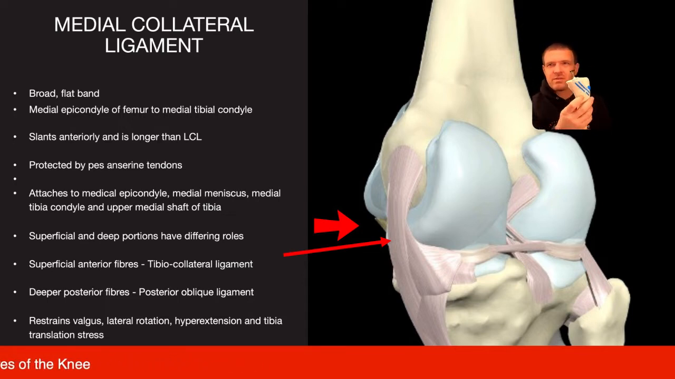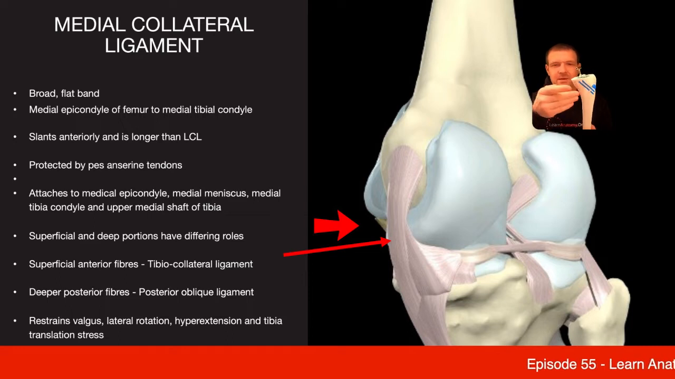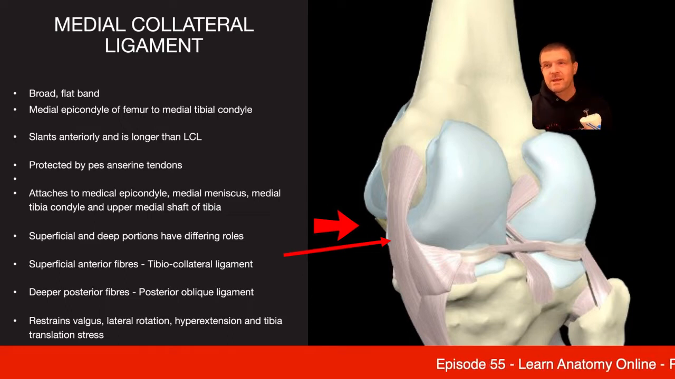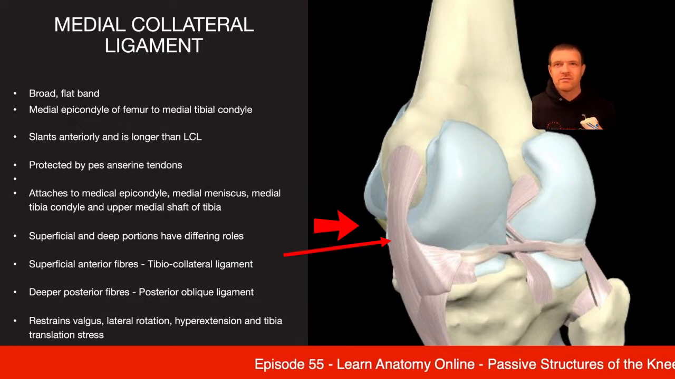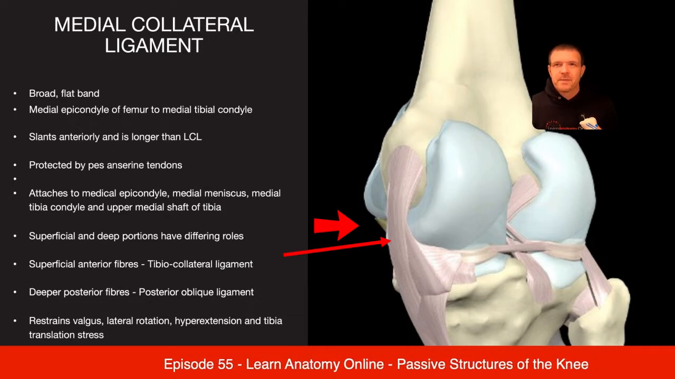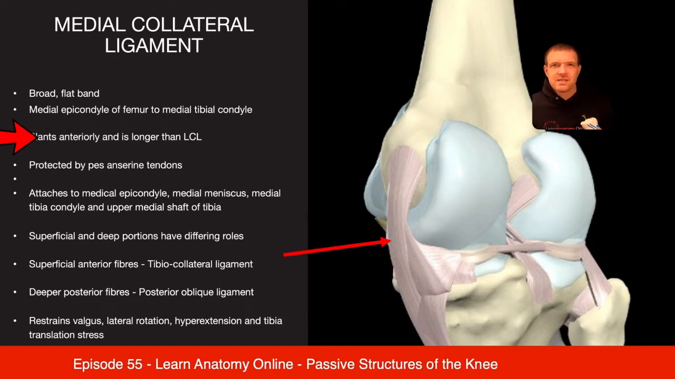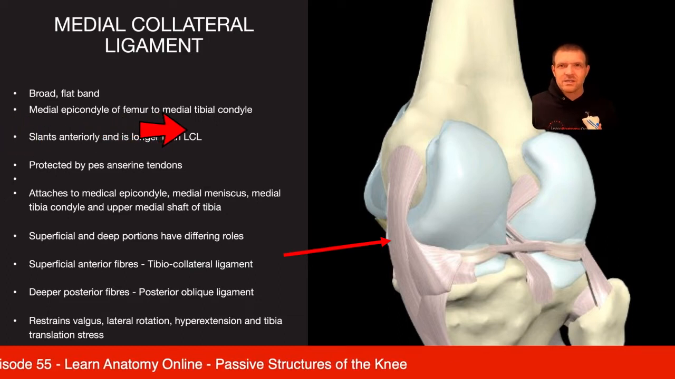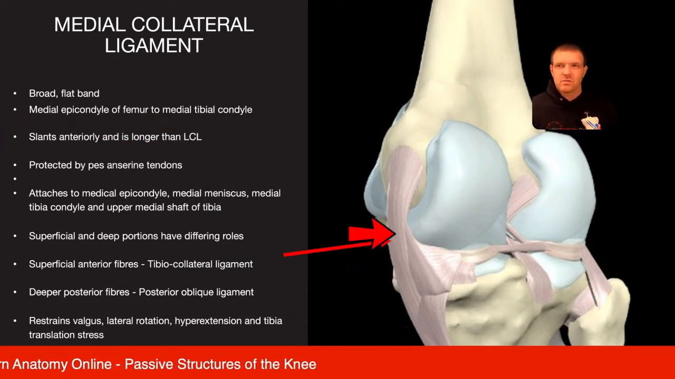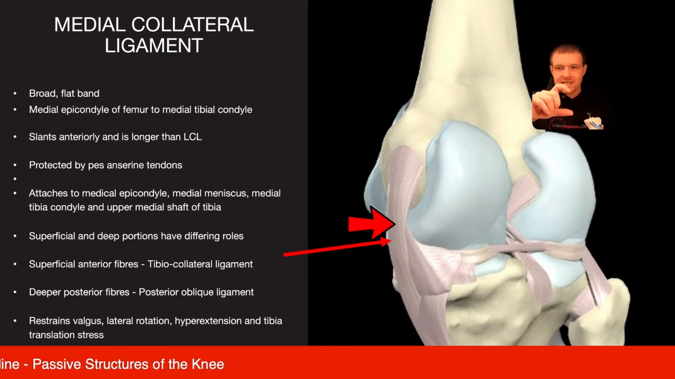Okay, so yeah, that all blends down into this area here. So sometimes if you get medial tibial symptoms and it's a little bit angry around that area, then it could be a contribution from that medial collateral ligament, depending on the mechanism of whatever they've done. If we have a look at the direction of this, it slants anteriorly and is longer than the LCL, so it does extend quite a long way. We'll have a look at the LCL in a second.